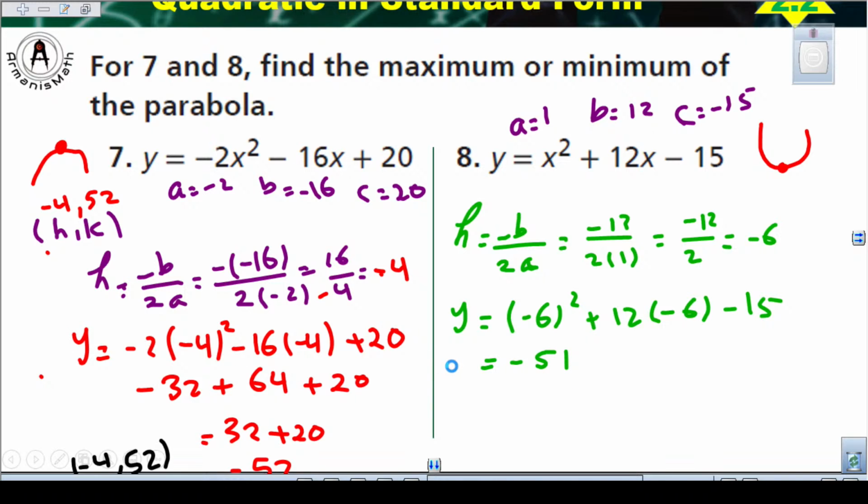And if you think of it again, this is going to be the lowest point here on the graph. So it's going to be your minimum point. The minimum that you've reached down here is going to be -51. So this point here, if you want to label it correctly, will be -6, comma, -51. The lowest on the y-axis you got was -51.